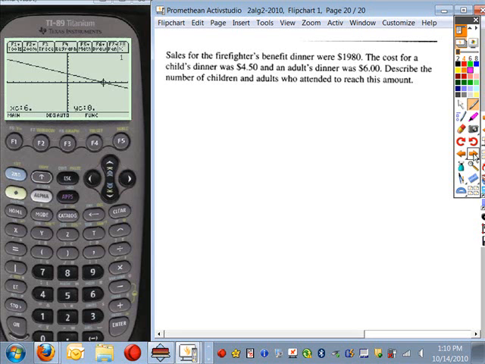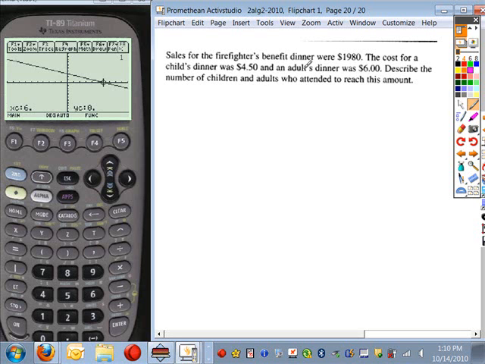On your quiz tomorrow would be a word problem that corresponds to this slope-intercept form. And so this would be a case of what you might see. Okay, if we were taking this word problem, I'm going to do a couple examples of it. If it says that the sales for a dinner were $1,980 and it costs $4.50 per child and $6 for an adult, describe or show a relationship between how these values could be reached. Okay?